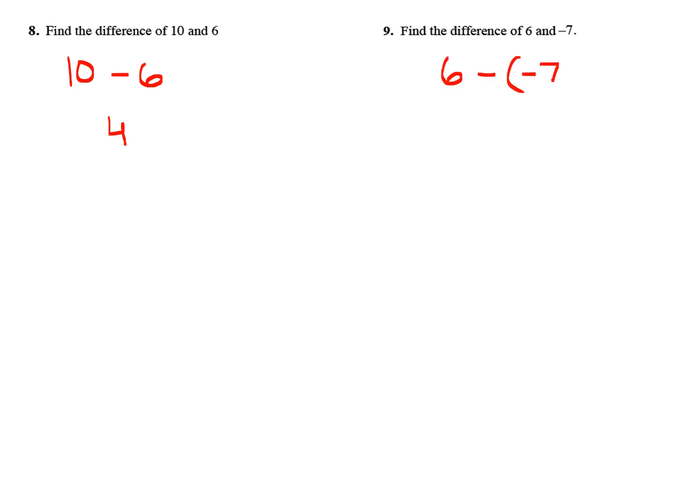When you plug this one in, notice what we're going to do. We're going to put a little parenthesis because you have a negative number after an operation. In this case, I would change this one now. Change this guy into an addition. Take the opposite, and 13 would be the final answer. If you put 6 on a number line and -7 on a number line and count it, there would be 13 spaces.